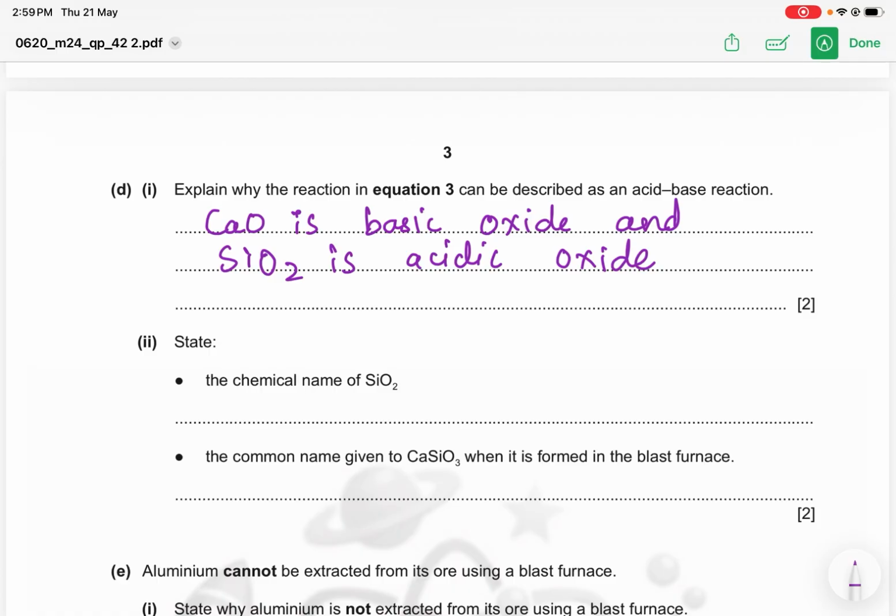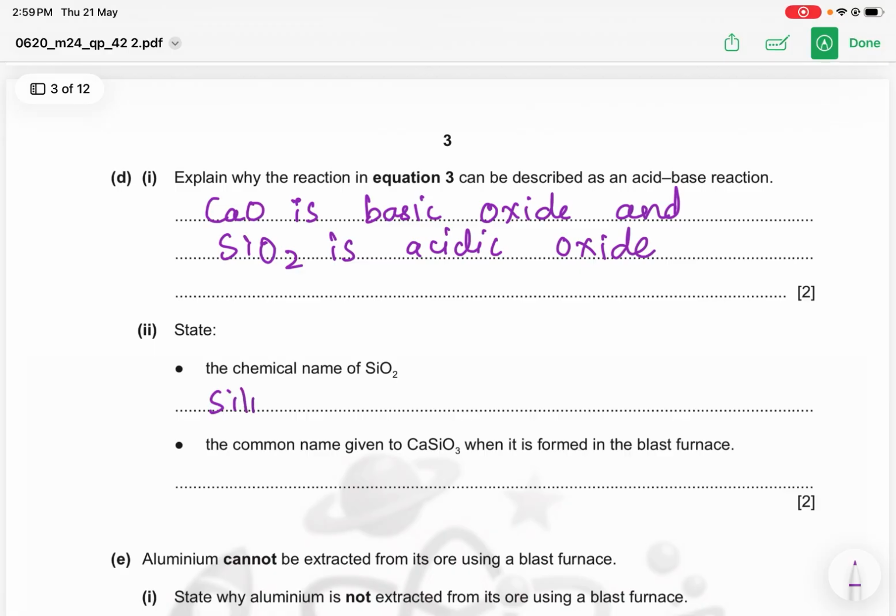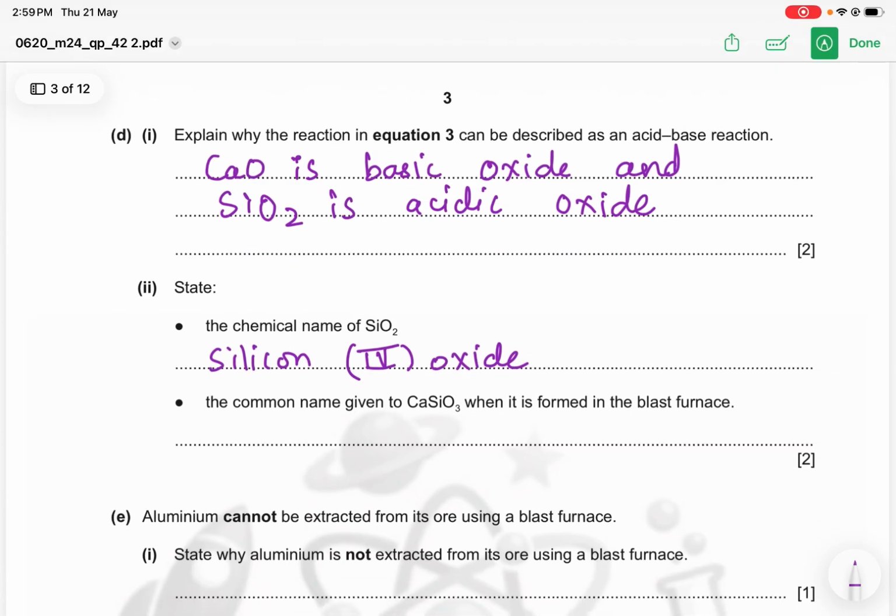Next, state the chemical name of SiO2. So it is named as silicon 4 oxide. Next, give the common name of CaSiO3 when it is formed in the blast furnace. We have to write the common name. This is commonly known as slag, and its chemical name is calcium silicate.